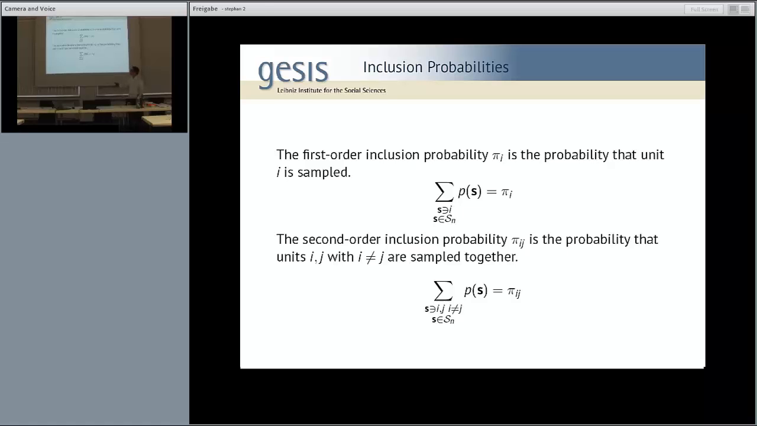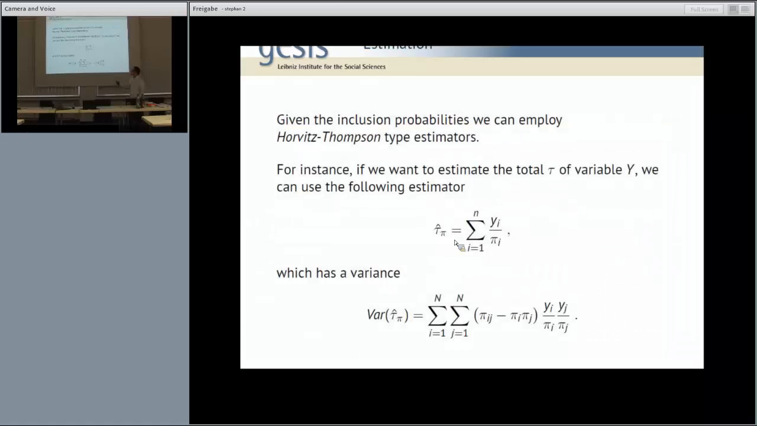So if we have the inclusion probabilities from our sampling design, we can use some type of estimators, the basic one. We just need the inclusion probabilities for that one. For instance, if you want to estimate the total of some variable Y, which we call theta, you can use this estimator theta hat.